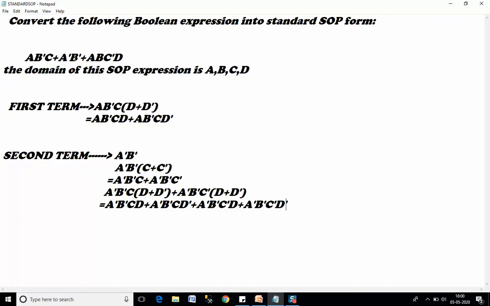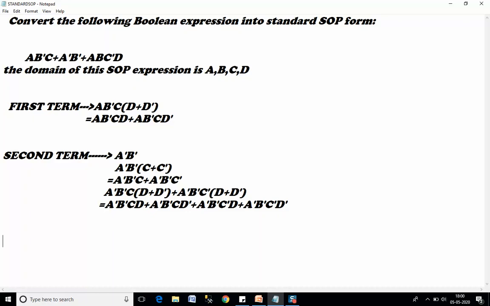So A complement B complement, this term in an SOP can be written as A complement B complement C D, or A complement B complement C D complement, or A complement B complement C complement D, or A complement B complement C complement and D complement. And finally my third term is in a standard form because all 4 variables are present in it, so I don't have to do anything with this term.